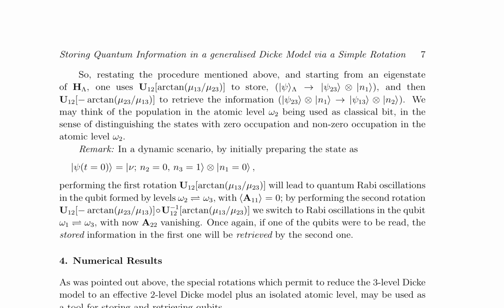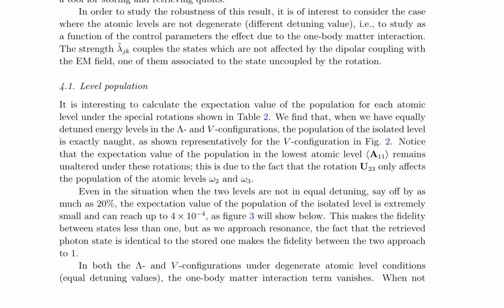Starting from an eigenstate of H lambda, a rotation U12(arctan(μ13/μ23)) is used to store information, followed by a retrieval rotation U12(-arctan(μ23/μ13)). This process involves quantum Rabi oscillations in qubits formed by levels ω2 and ω3, with the stored information retrieved by switching to Rabi oscillations in the qubit ω1 and ω3.